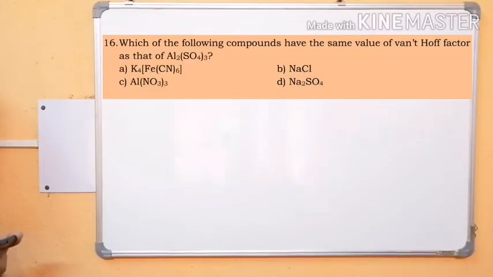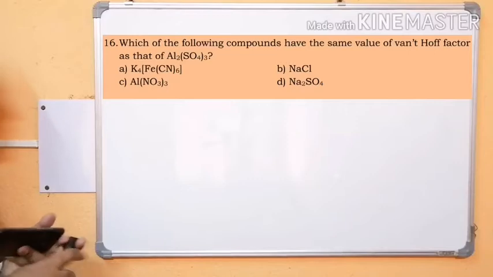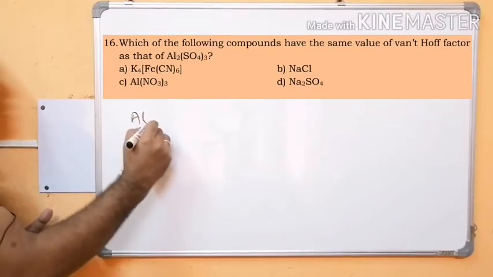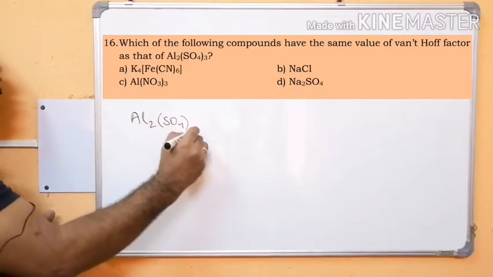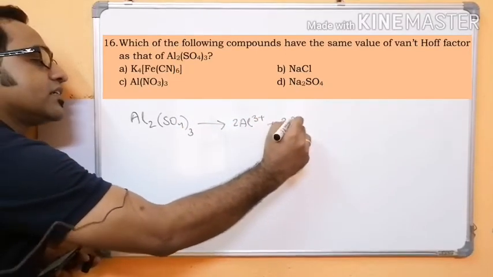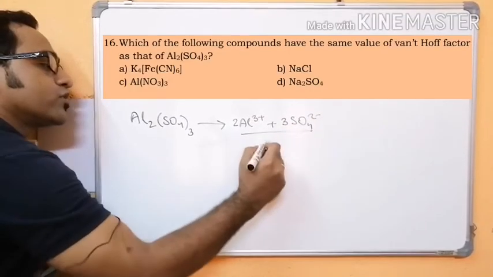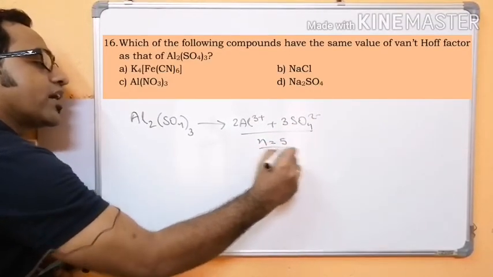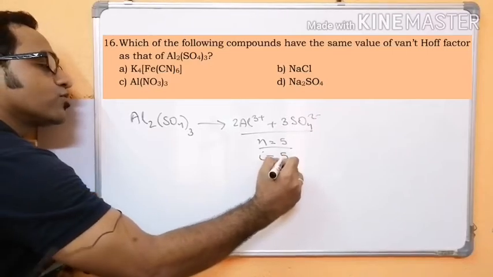The next problem is, which of the following compounds have the same value of Van 't Hoff factor as that of aluminium sulfate? So you can see from the formula of aluminium sulfate, Al2(SO4)3, it will dissociate into 2Al3+ plus 3SO4 2-. So the total number of ions n equal to 5. Since 100% dissociation, i is also equal to 5.